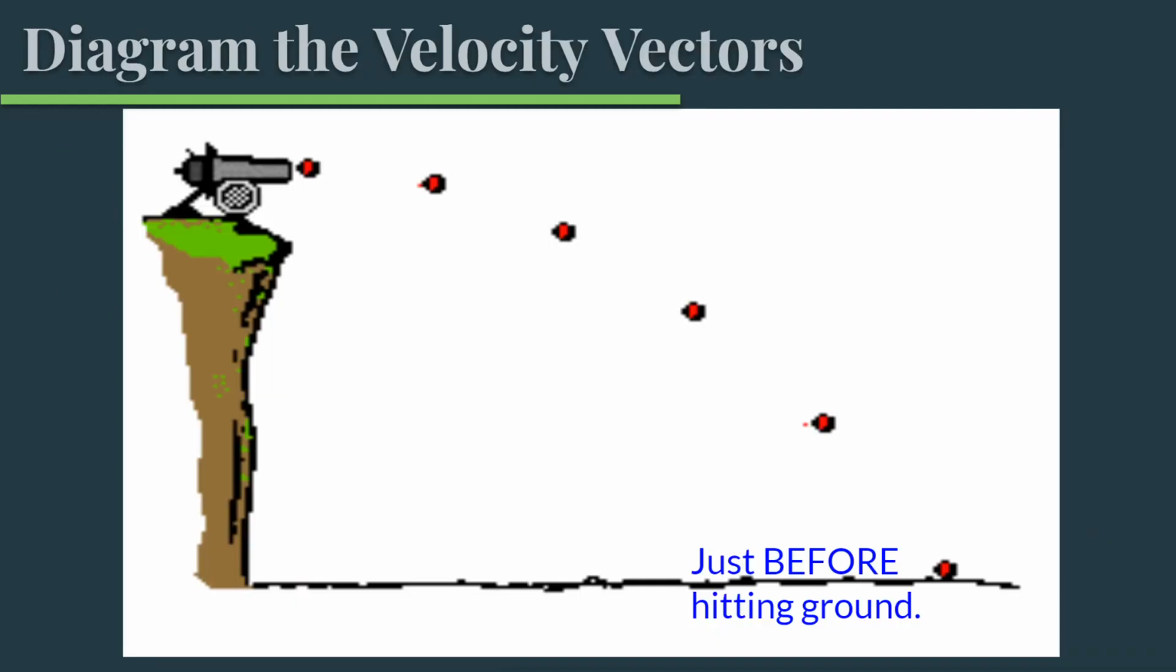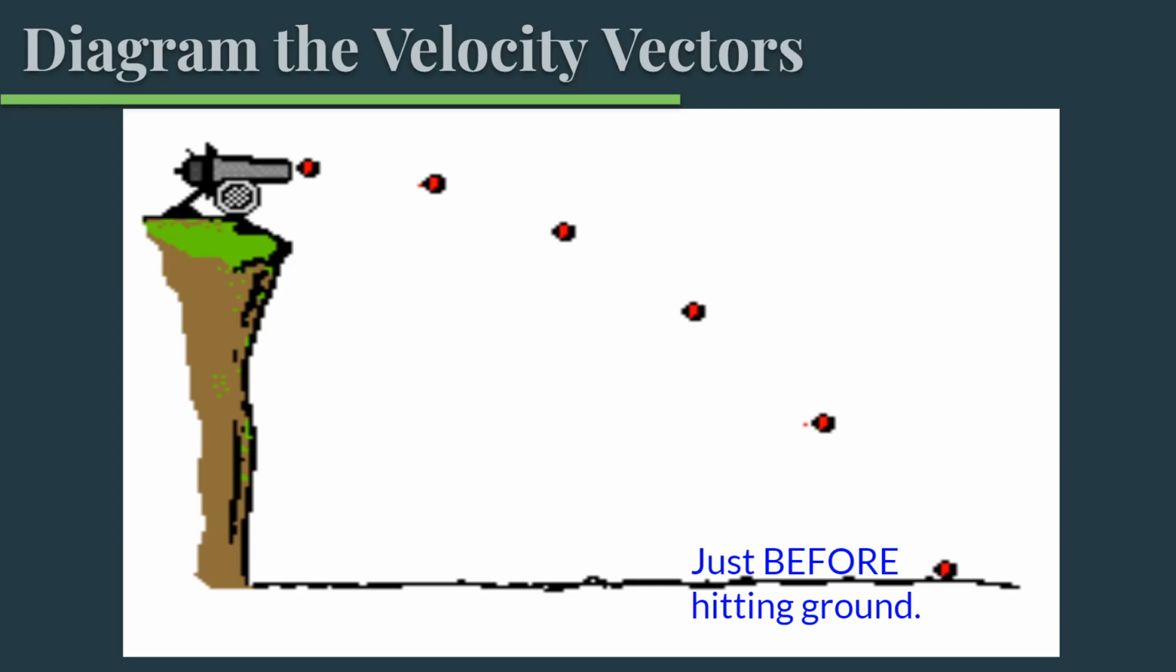All right. So let's look at diagramming our vectors. We diagrammed vectors in our notes the other day. So here it is again. We have our cannonball being launched. And this last position, by the way, I put a note here. This is just before it hits the ground. We are only looking at this object as it's in free fall. So we're not looking at it after it hits or after it bounces or anything like that. We're just looking at it at that instant before it hits the ground.